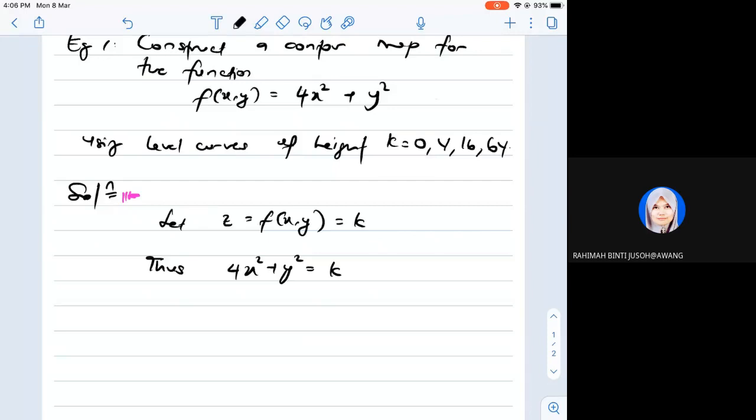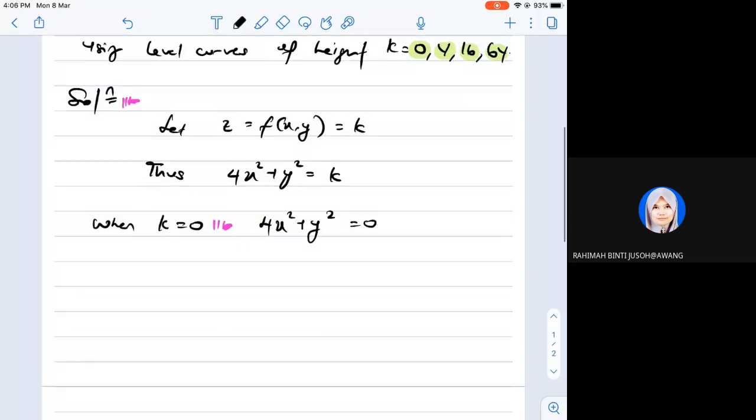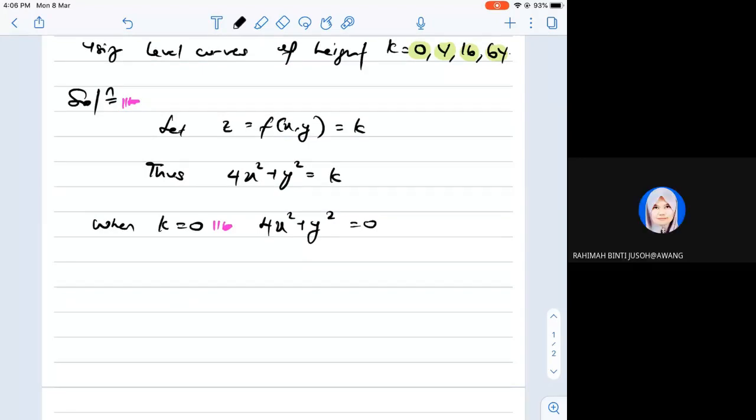Right. So now what we need to do here is we need to substitute the values of k. Right. So when k equals to 0, you kena gantikan semua sekali nilai ni. 4, 16, 64 ni. Alright. So when k equals to 0, we will have 4x squared plus y squared equals to 0, like this. So now guys, what shape do we have here? 4x squared plus y squared equals to 0. Bentuk apa you dapat ni? Point. Yes, a point. Very good. We don't have any radius here. So we'll have a point at 0, 0. Okay, so settled when k equals to 0.